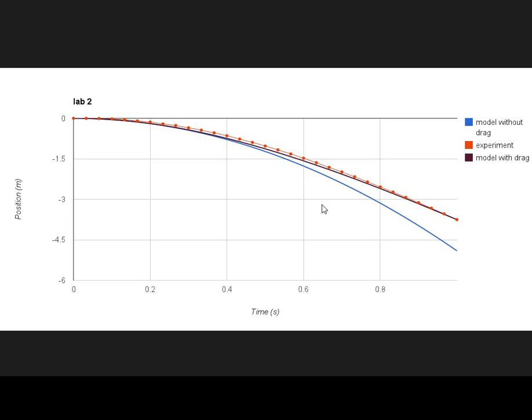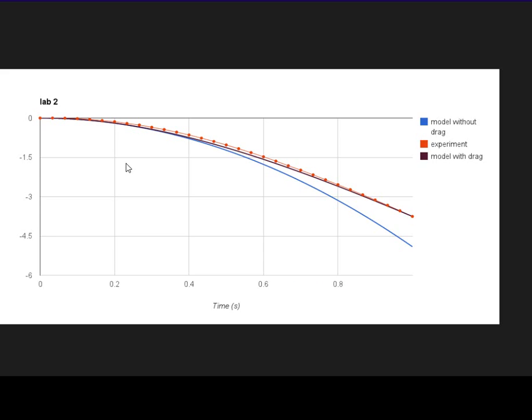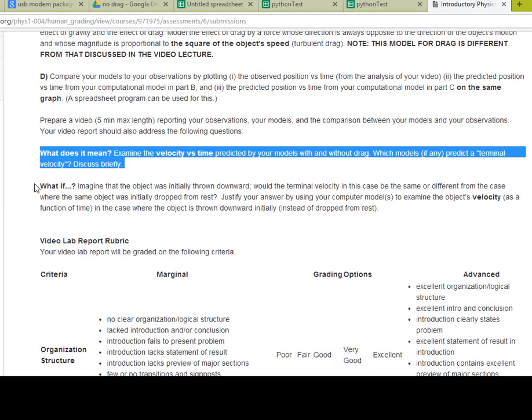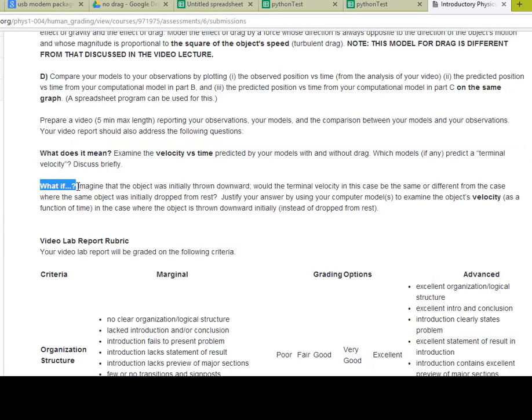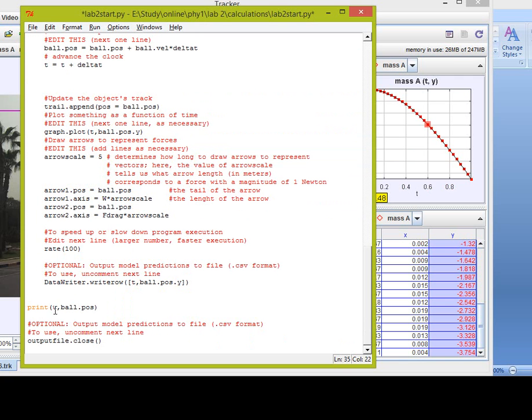Now I have two important questions that I should address in this report. The first question, what does it mean? And I think we've discussed this part earlier here. Second question, what if the object was thrown down instead of dropped from rest? Okay, let's see what happens when we change the initial velocity. I'm also gonna change the print order here to print the velocity of the ball instead of the position, so I can compare the results.